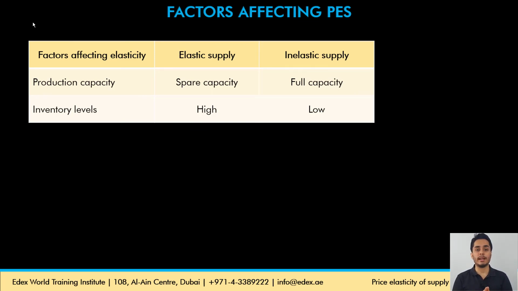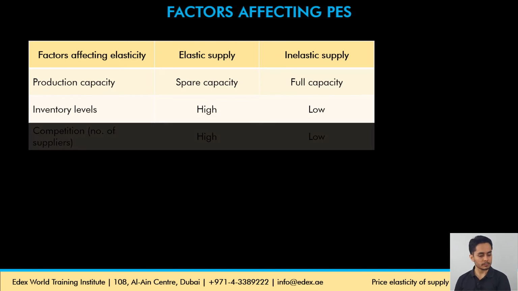But if the inventory levels are already very low and basically the supplier is just maintaining enough to meet his daily sales, then you can say that he will not be very responsive to any changes in price in the market and the elasticity will be low. So inelastic supply if the inventory levels are low.